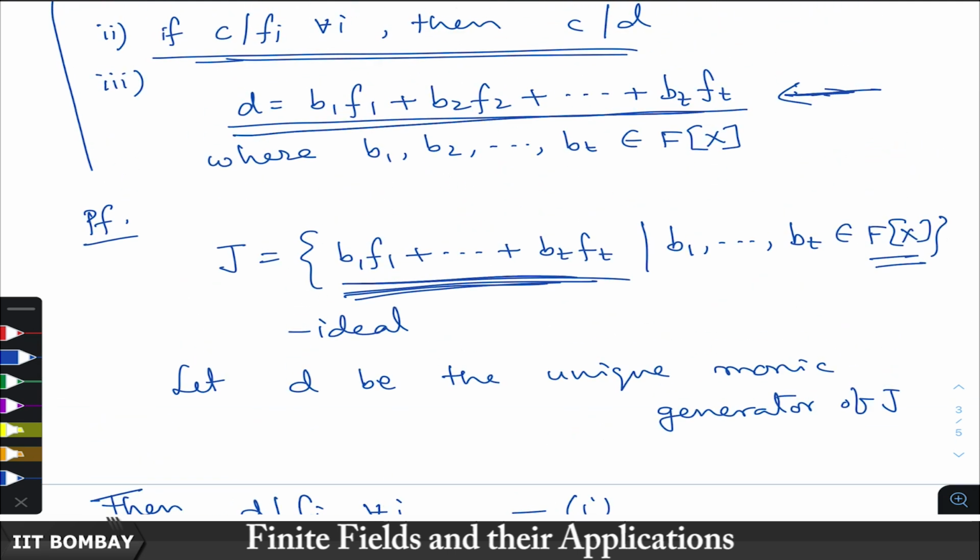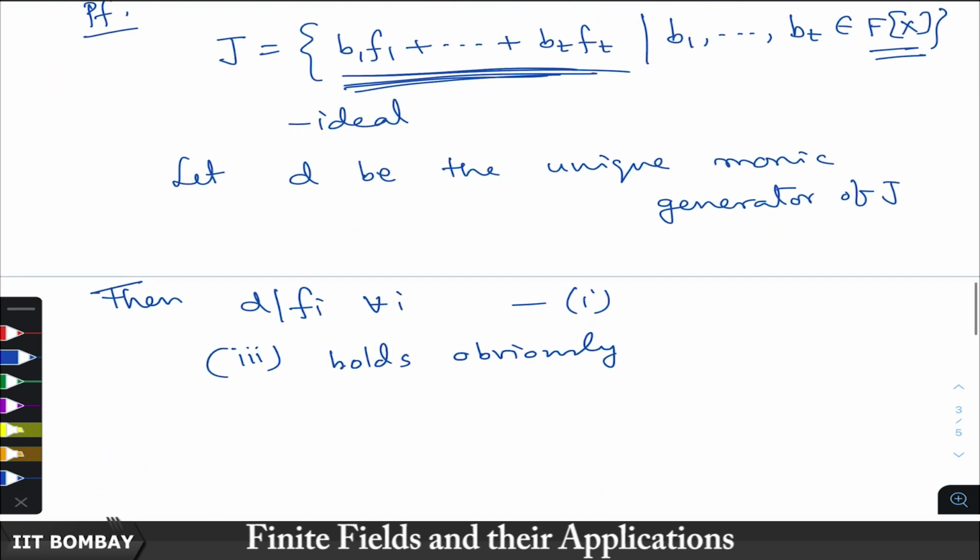So, 3 is proved, and because d is of this form, every common factor c which divides fi divides every term b1 f1, b2 f2, each of them is divisible by c, any common factor of the fi's. So, as a result, c divides d also, since d is of this form, b1 f1 plus up to bt ft.